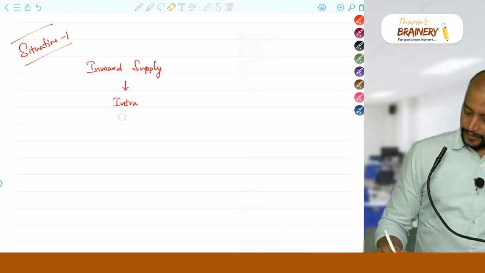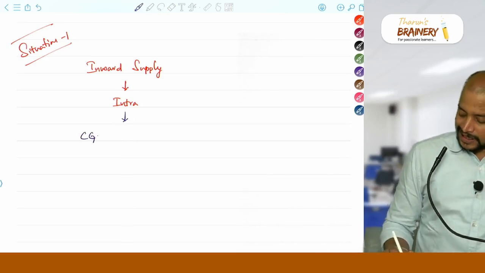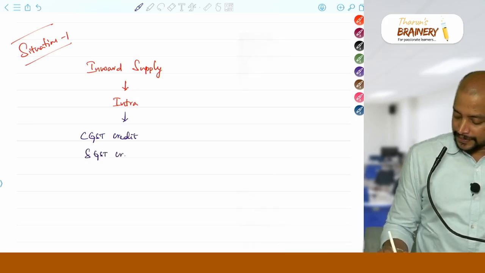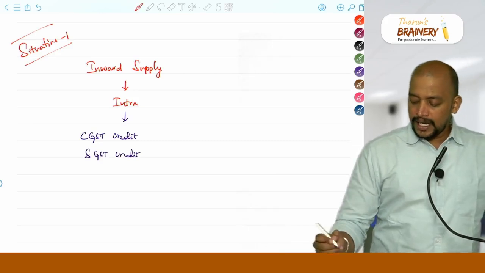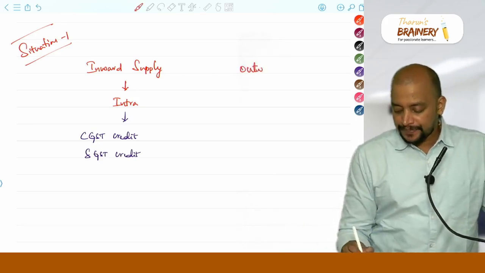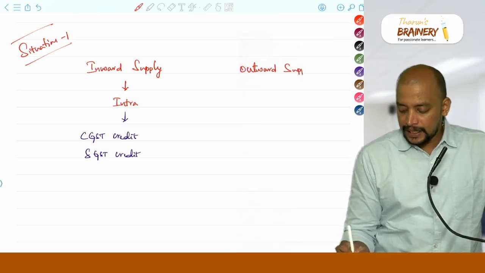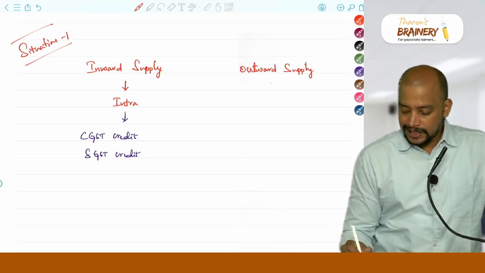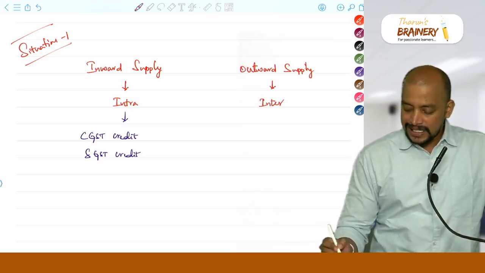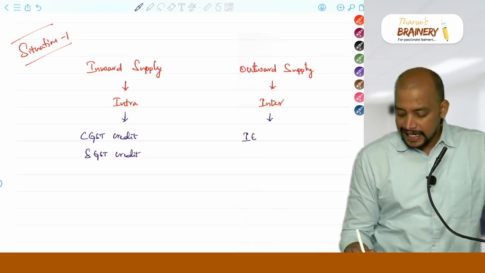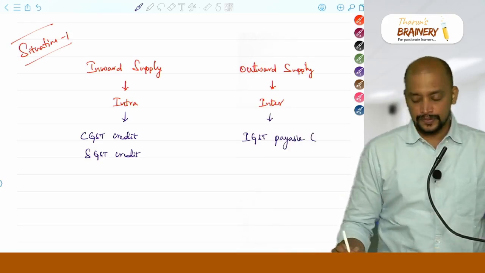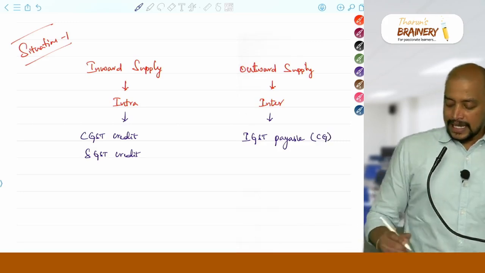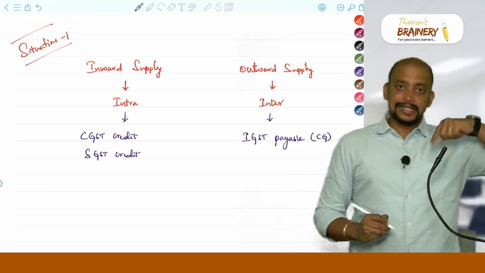So CGST credit and SGST credit. Then on my outward supply, which is interstate, my outward supply is interstate. So what is the liability that I have? IGST payable. This IGST is payable to whom? Central government. CGST credit I have means that reached which government?